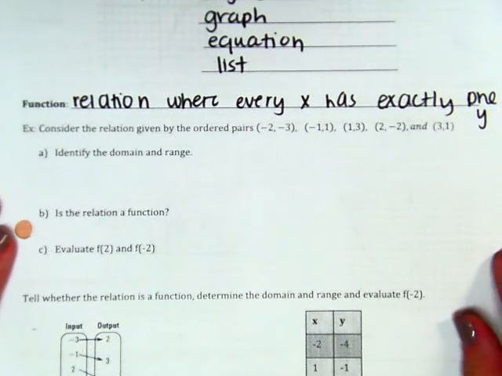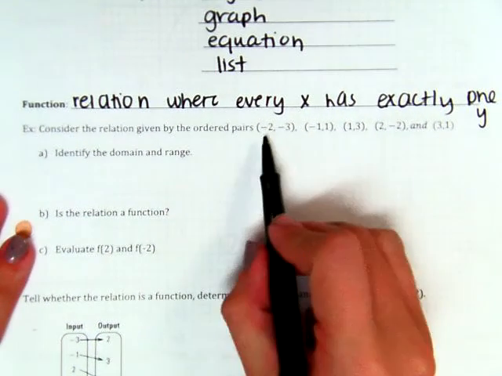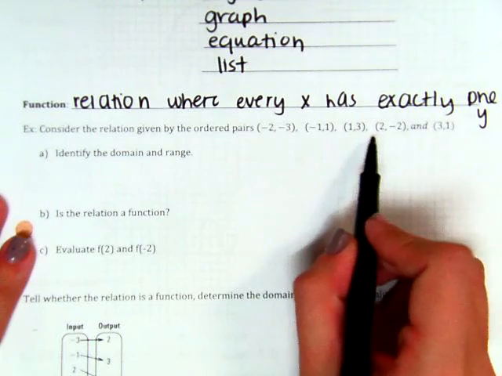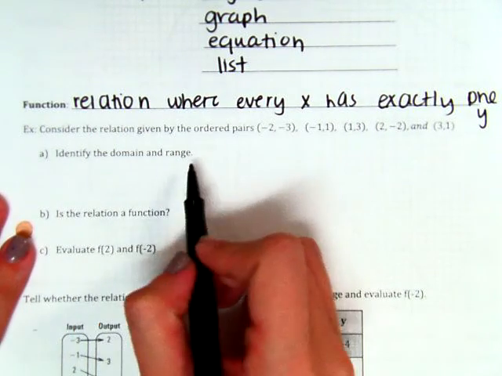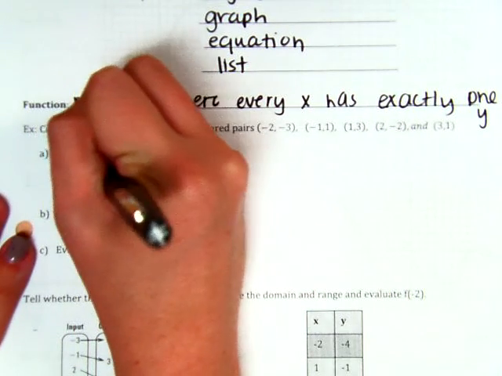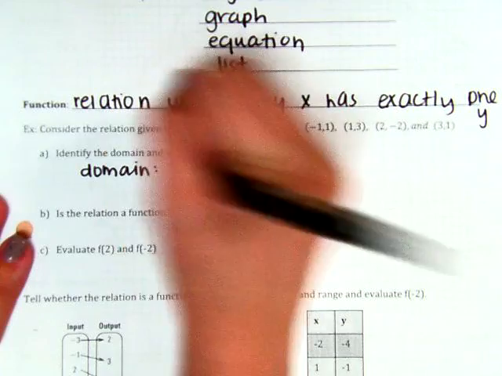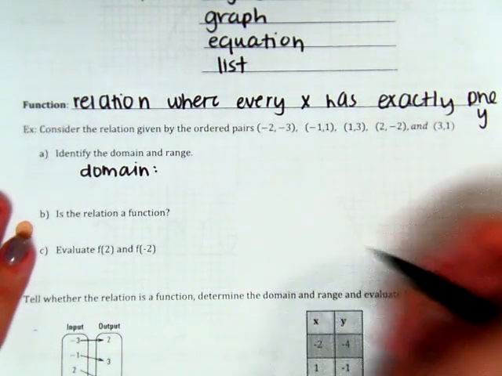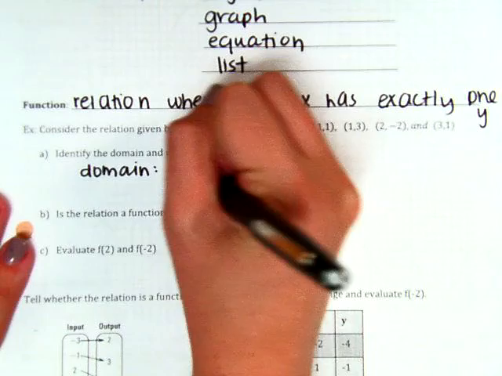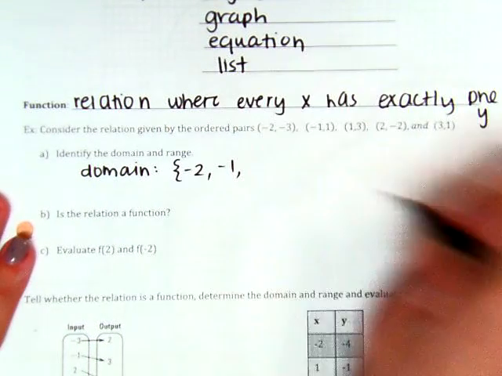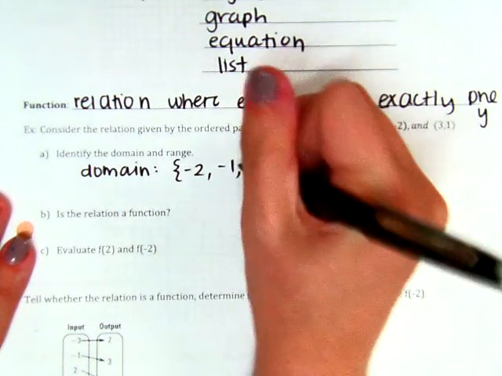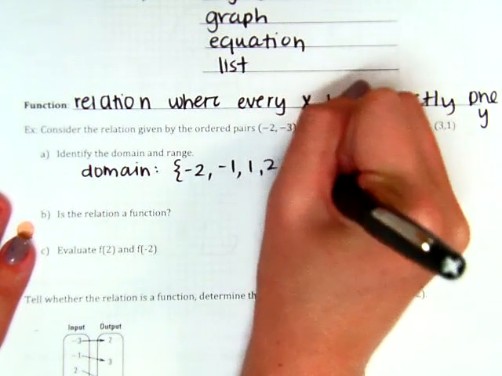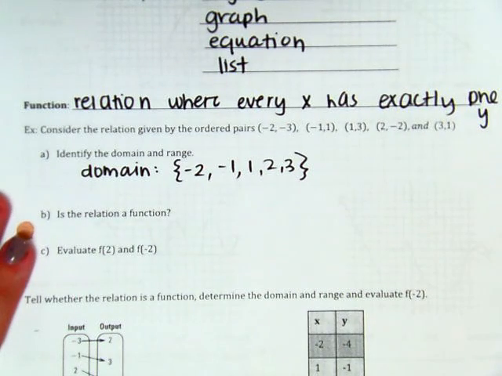So consider the relation by the ordered pairs. We got our x, y, x, y, x, y, etc. Identify the domain and the range. The domain is what we're putting in, our x values. So our domain would be a list here: -2, -1, 1, 2, and 3. All of the x values.